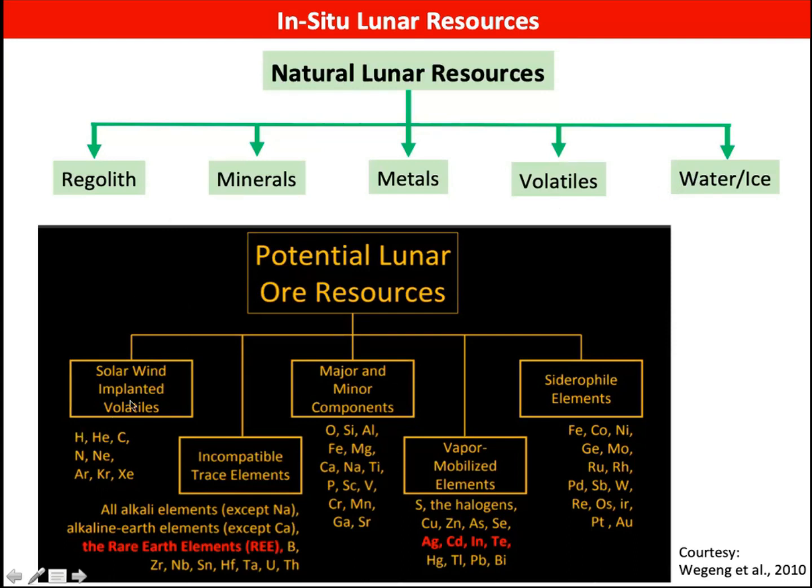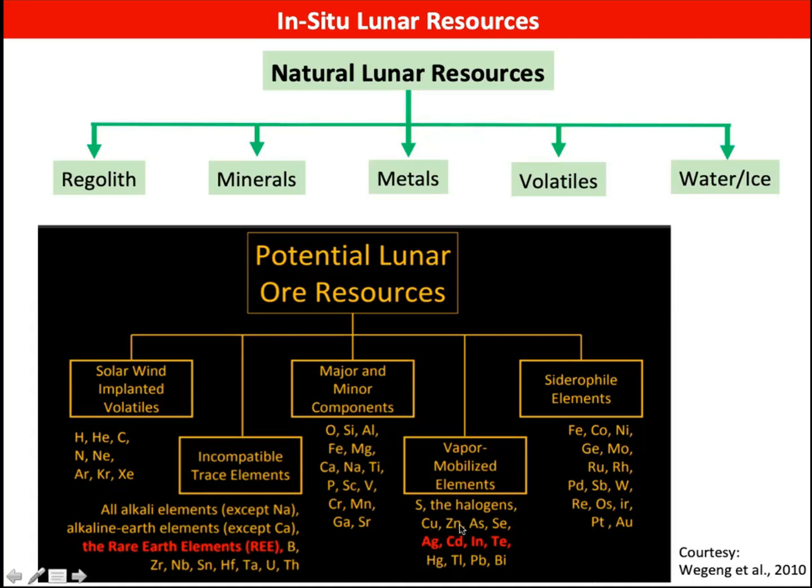So if you are taking the solar wind implanted volatiles, you can have a higher concentration of hydrogen and helium there. Then incompatible trace elements, rare earth elements, etc. are there. It also has huge resources of major and minor components. You can notice that 83% of the lunar surface is composed of anorthosite. Anorthosite is made up of calcium and aluminum, both of which we can use as refractory materials.